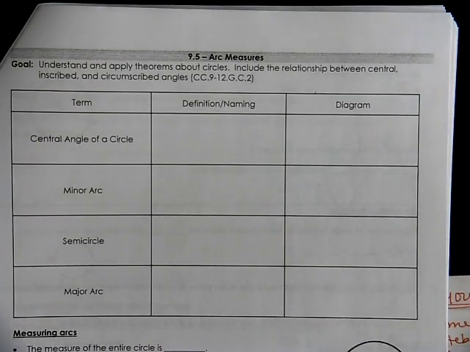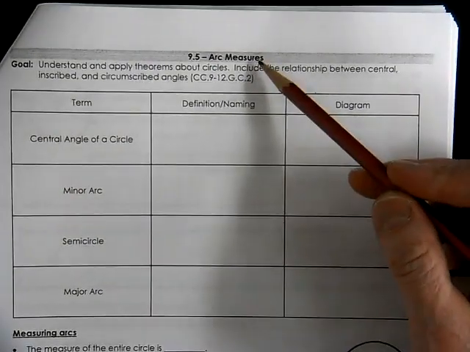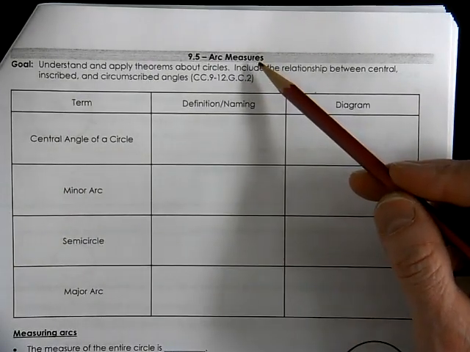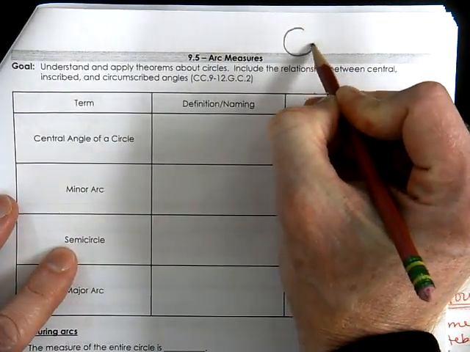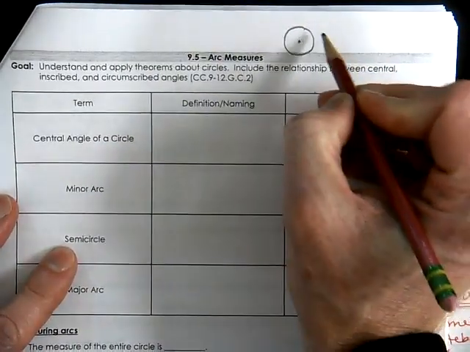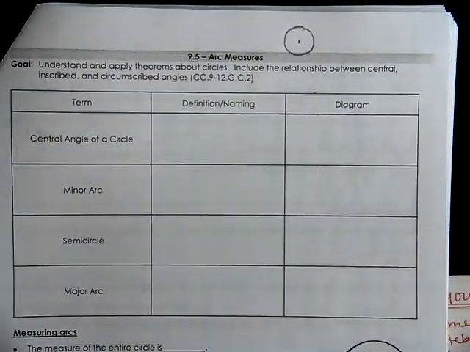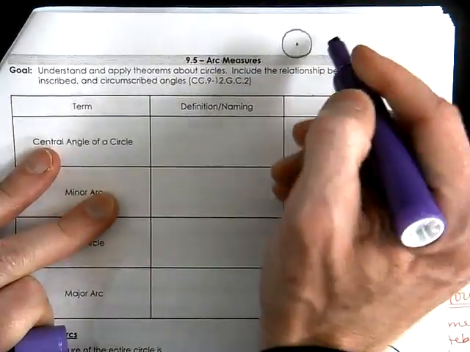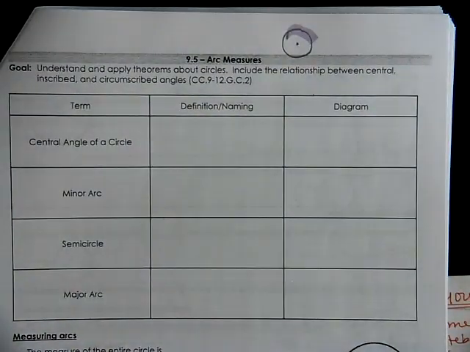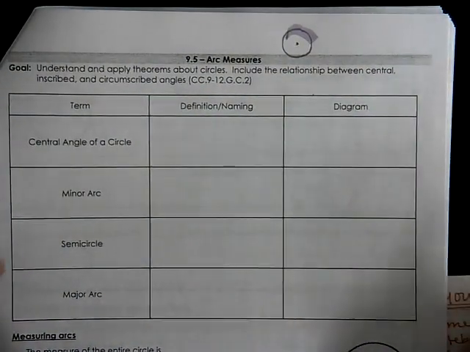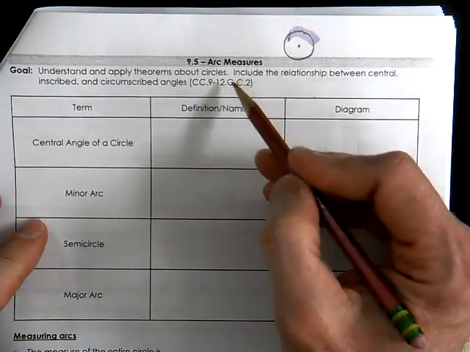This is geometry 9.5. We're talking about arc measures. An arc is part of a circle. So when we think about a circle, an arc is part of the circumference. Any part of that circumference, a portion of it, will become an arc.